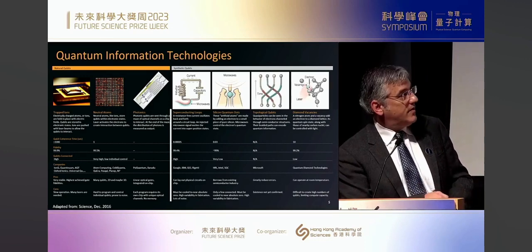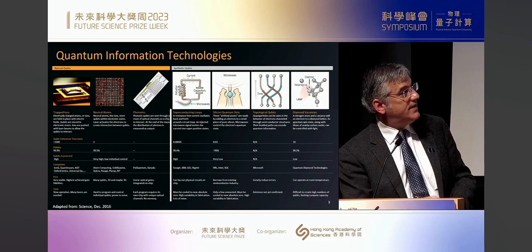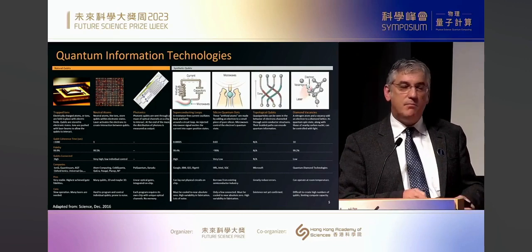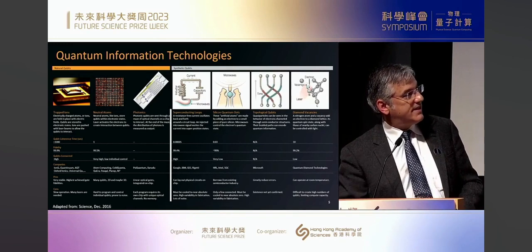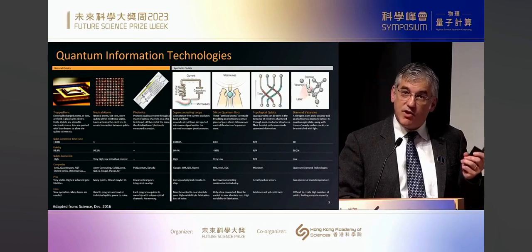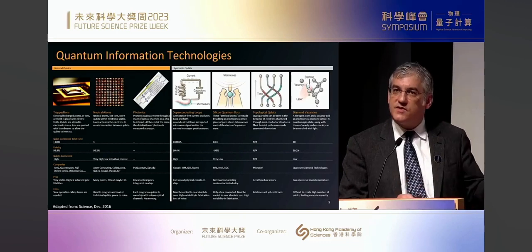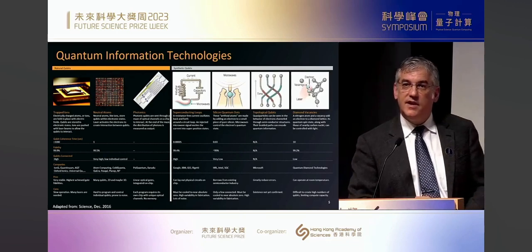So I think there's wonderful research being done in all of these fields, and I think it'll stay that way for a while. But I think to scale a quantum computer based on solid state components requires a breakthrough in physics. So maybe it is relevant to this conference, the future of science. Maybe we'll see some breakthroughs here.